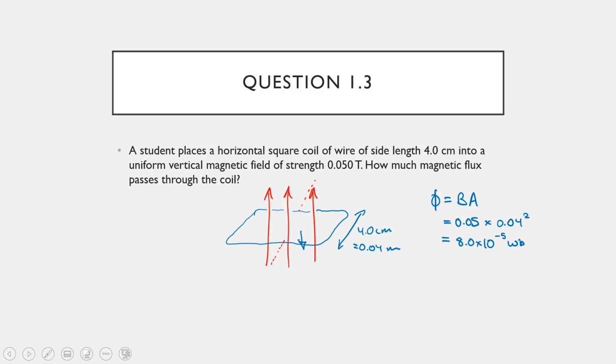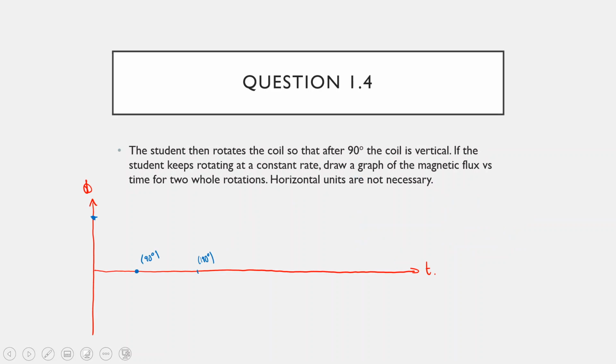So the absolute value of the flux is still 8 times 10 to the negative 5. It's still a maximum value. It's just in the other direction. So let's call that negative. We'll call it negative 8 times 10 to the negative 5. So what would happen is you'd get a flux that has a value of negative.